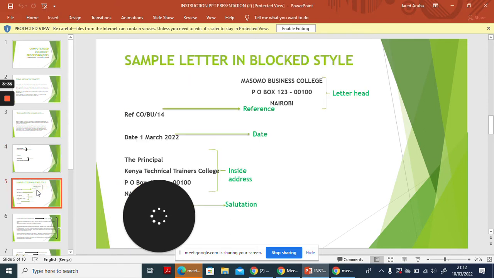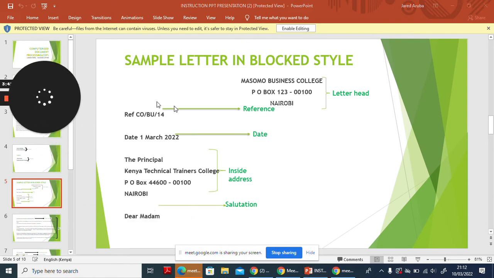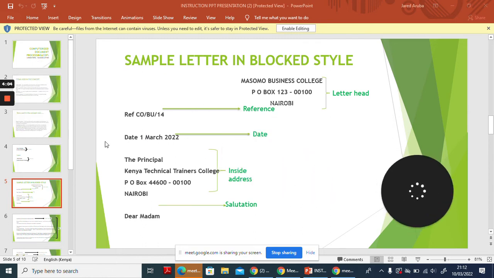an example of a blocked style of a letter. So the blocked style of a letter, we have the address, that is the letterhead of the letter. And then after that, we have the reference typed on the left-hand side. You turn 2 spaces. After turning 2 spaces, you type the date on the left-hand side. You turn 2 spaces also after the date, and then you type the addressee address in single line spacing.